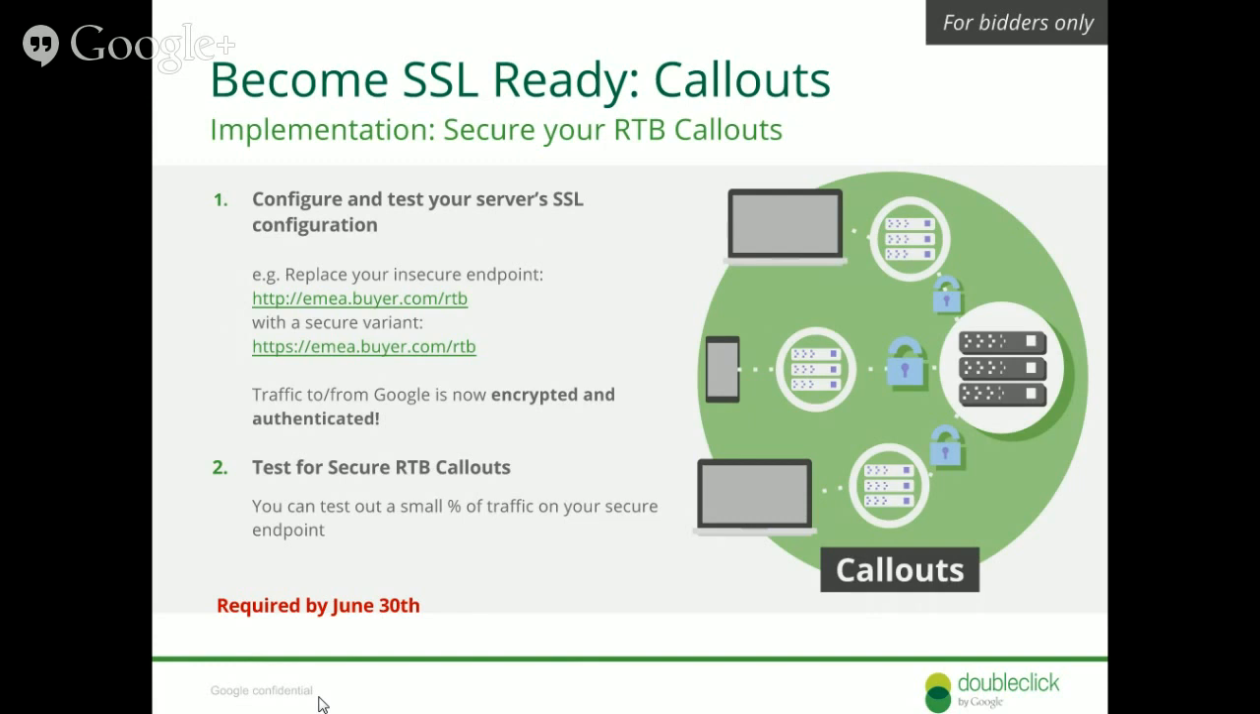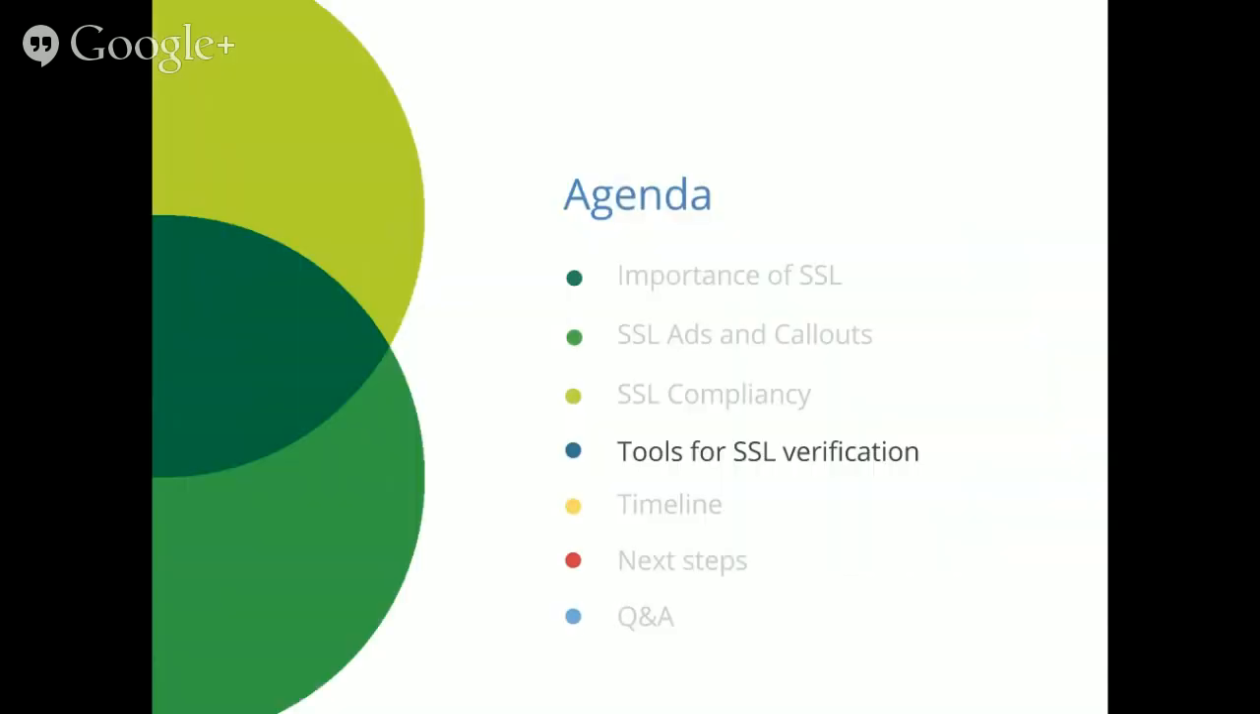The consequence of not being on the secure bidder endpoint by June 30th is that your bidder will basically stop receiving traffic from Ad Exchange. So this is a requirement for every single bidder by June 30th. And the other thing I wanted to point out there, just because we wanted to keep it a little lighter for this call, is that you will be receiving more in-depth documentation if you are a bidder on the exact steps required to help you move your bidder endpoint over to becoming secure. So we'll follow up with more information on that.